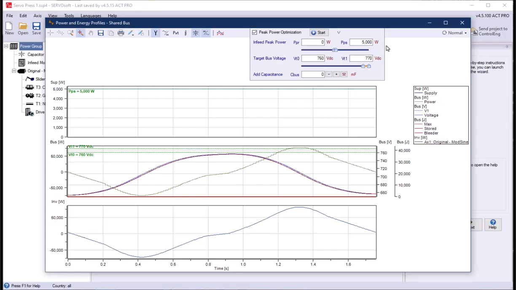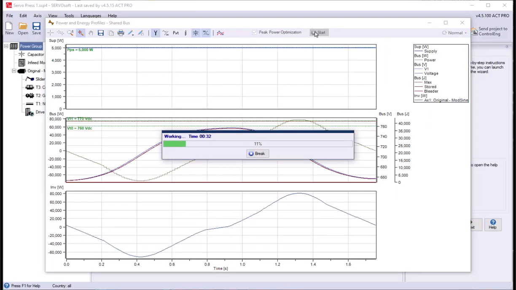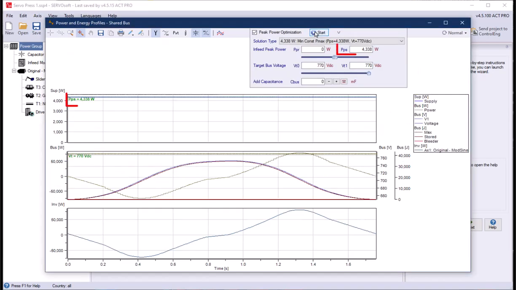Clicking on the Optimize Peak Power Start button runs the process that finds the best possible combination of the 4 variables to minimize the supply peak power. In the solution, the supply is limited to 4,338 watts with target voltage limits VT0 equal to VT1, which is equal to 770 volts DC.